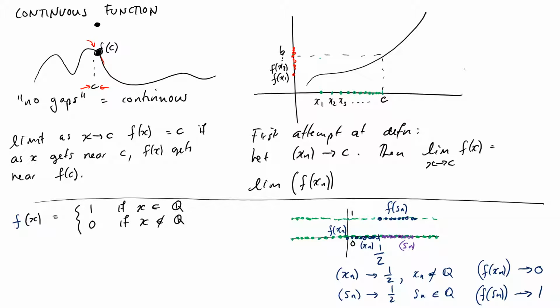So we need to be a little bit more careful about our definition of a limit, and in fact the correction that we're going to make is we're going to make sure that every sequence that converges to C, with a couple of technical restrictions, has the same limit of function values. And if that's the case, then that will actually give us the definition of limit that we want.